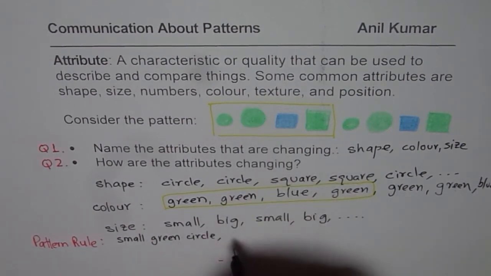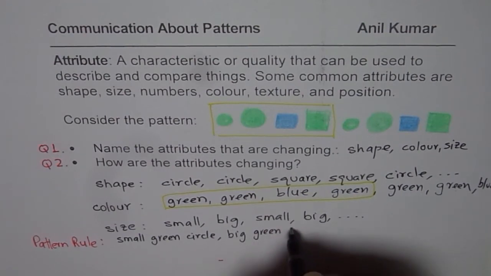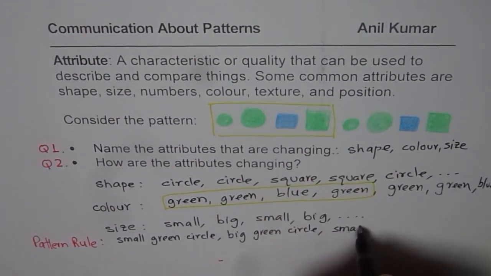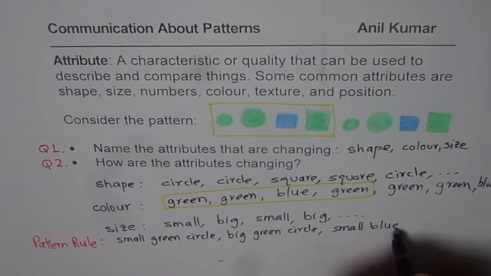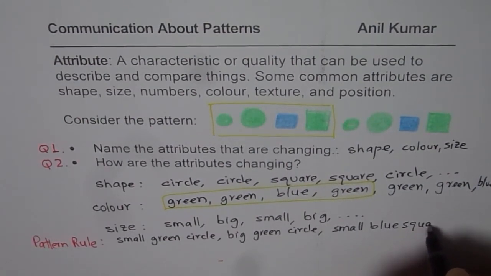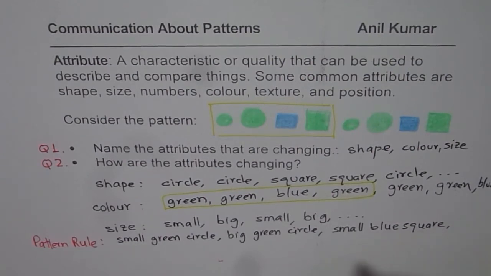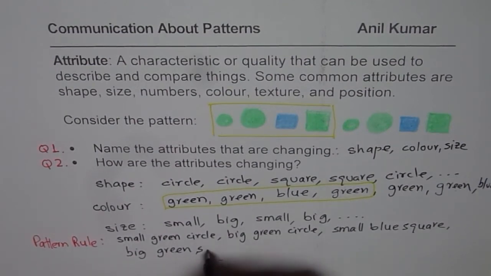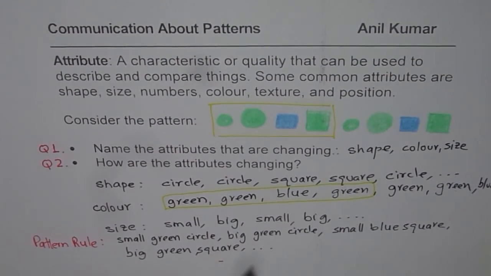and then we have big green circle, right? And then we have small blue square, and then we have big green square, and that repeats. Do you see that? So that is how you can combine the three attributes and write down a pattern rule.